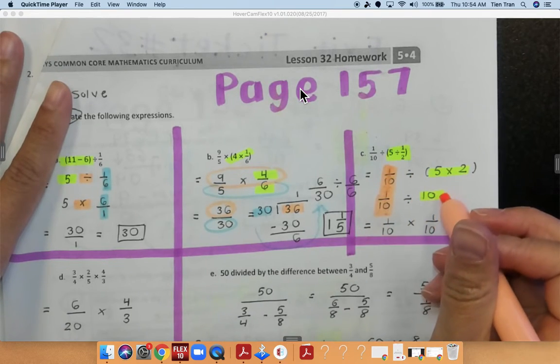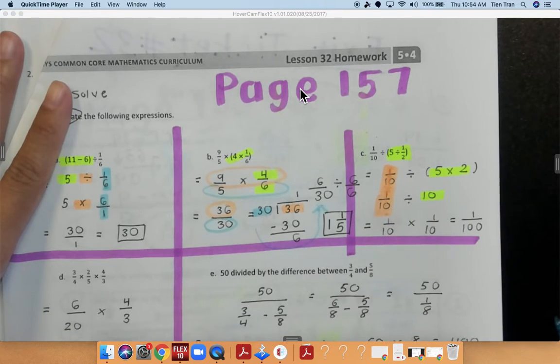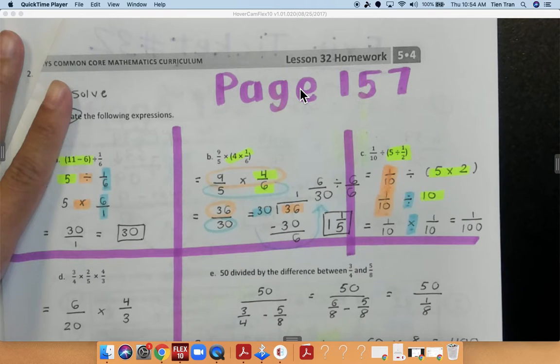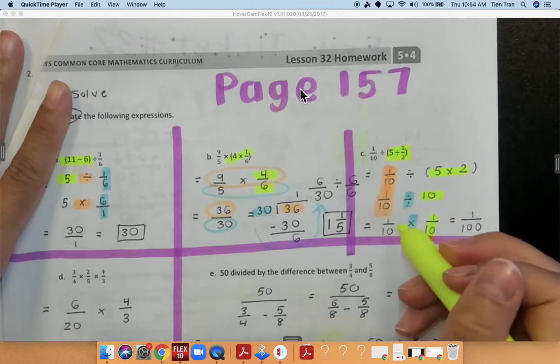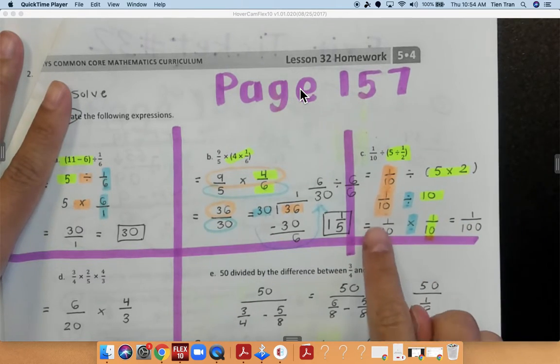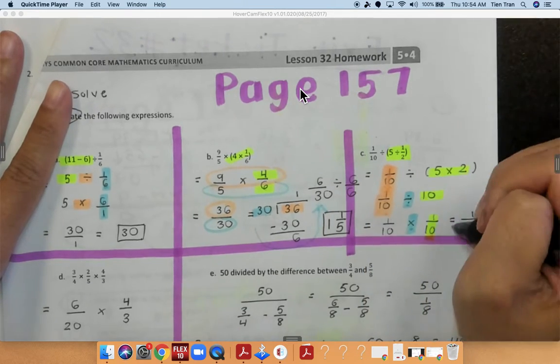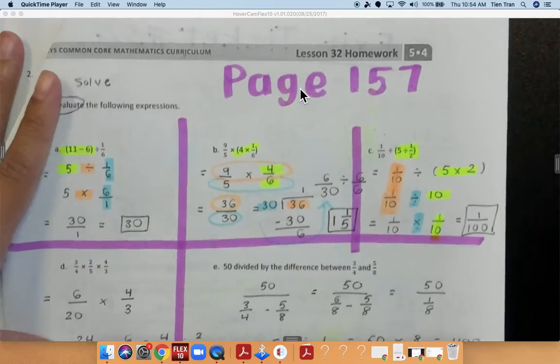So 1/10 divided by 10, we're going to flip the division sign to what? A multiplication sign. So flip to multiplication. 10 is going to flip to 1/10. 1/10 times 1/10. 1 times 1 is 1. 10 times 10 is 100. So our final answer is equal to 1/100.